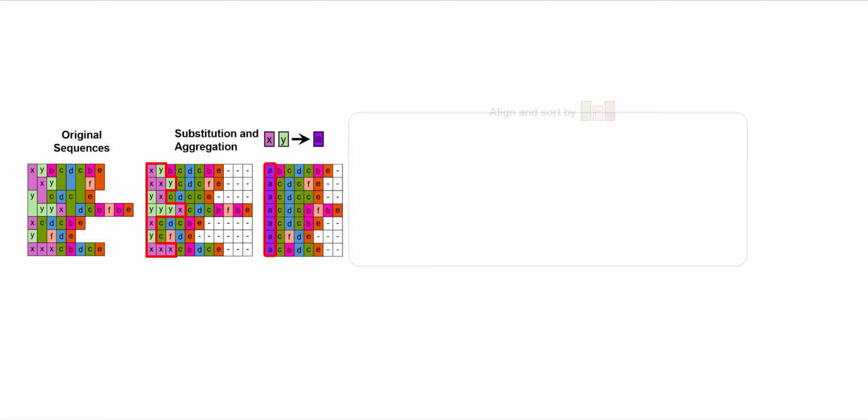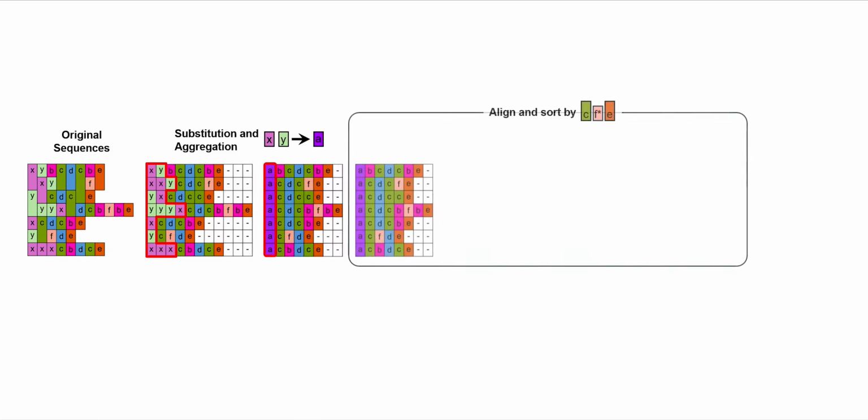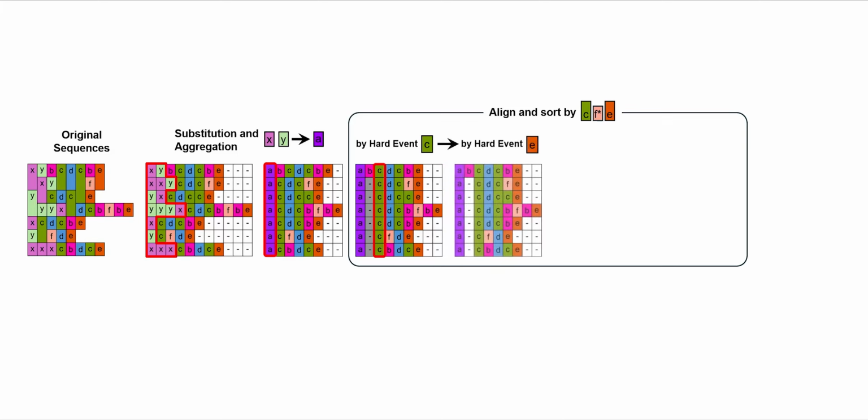Then we want to align the sequences by events C, F, and E. We start aligning by the hard alignment events, in this case C. Gaps are added as needed right before C to achieve its alignment. Then, we align by the second hard alignment event E. Similarly, more gaps are added.